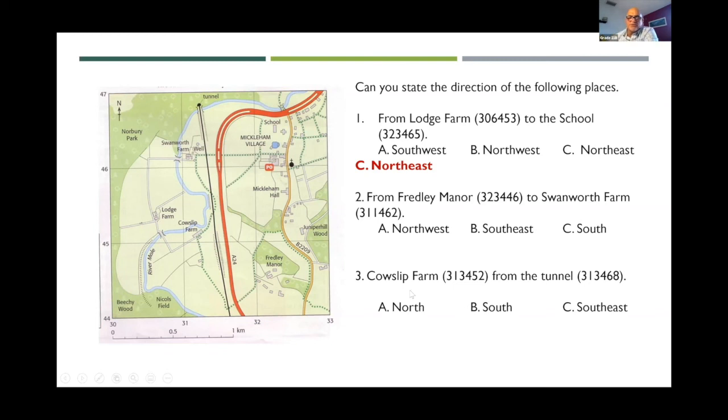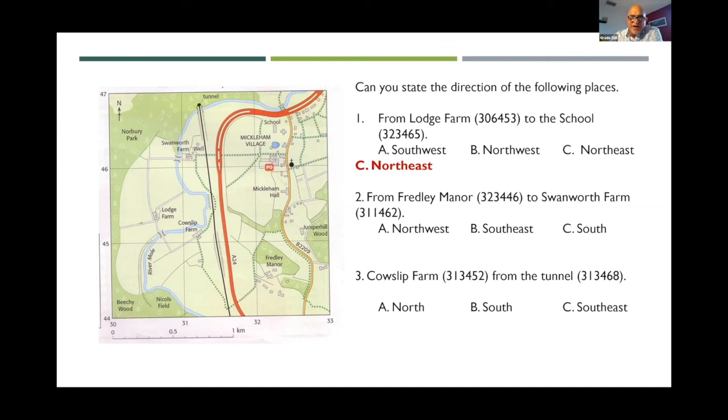Okay, let's do number two now. I have two more to do. From Fridley Manor. Fridley Manor is in 32-3, 44-6. To Swansworth Farm. Swansworth Farm is in 31-1 and 46-2. Now you're starting to see how we use grid references to actually find places on the map.